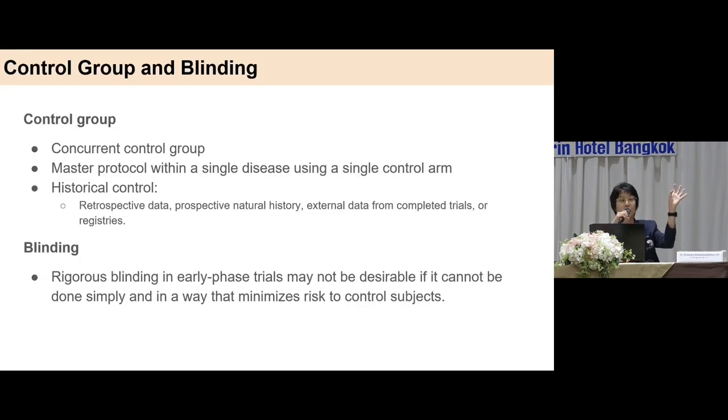So if we give an intervention, most of the time we want to compare with the other group that gets standard of care, but probably that's not the case for CGT. It's very hard to find a control in certain conditions. So how do you compare the efficacy? Ideally, you can have a concurrent control group getting another type of therapy. But if not, we can do a historical control, by getting data from retrospective data, or data from a completed trial or registry.